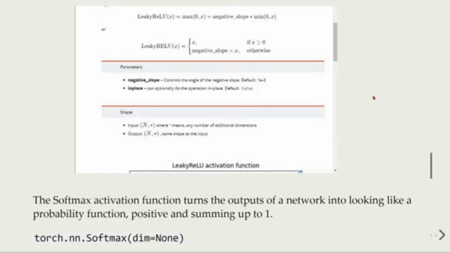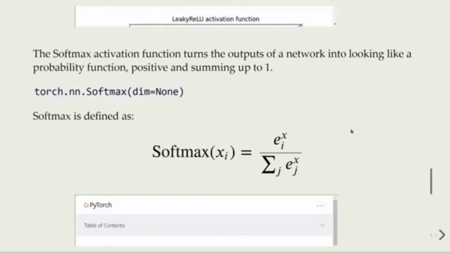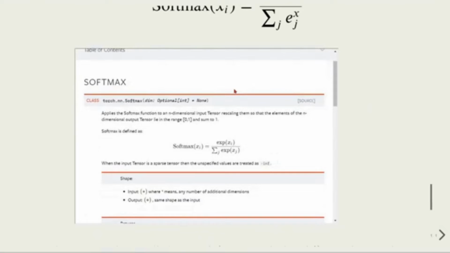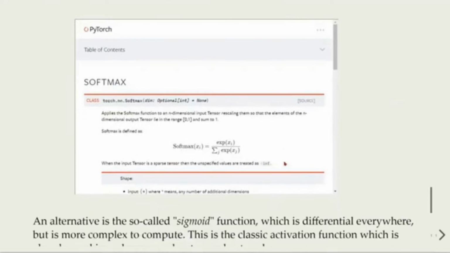Another activation function is the softmax, and the softmax activation function turns the outputs of a network into something looking like a probability function, positive and summing up to 1. So this is another very used activation function, and again we find in the documentation it's given by this equation here. This is the softmax, and this applies the softmax function to an n-dimensional input tensor, rescaling them so that the elements of the n-dimensional output tensor will lie in the range of 0 to 1 and will sum to 1.